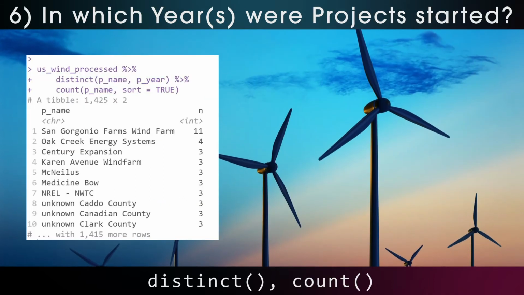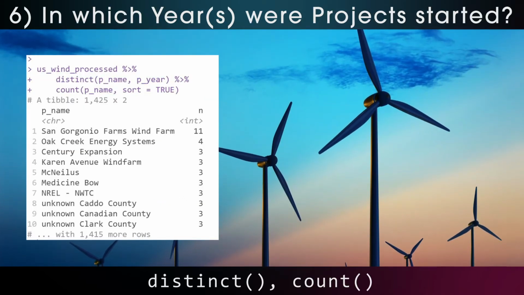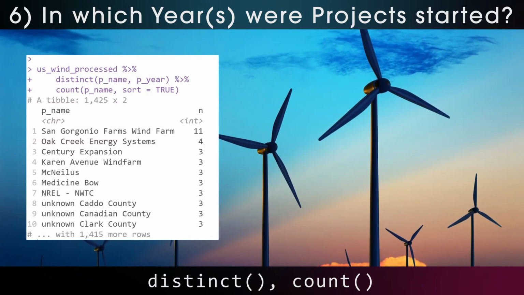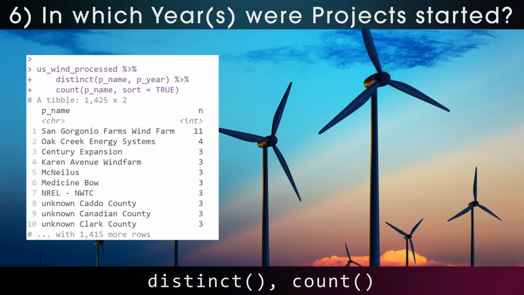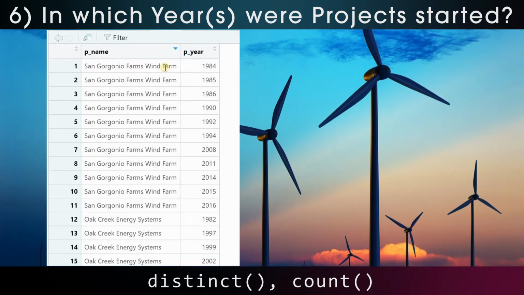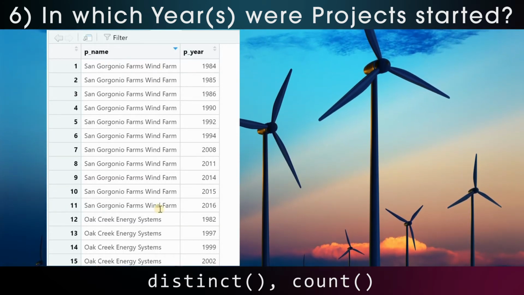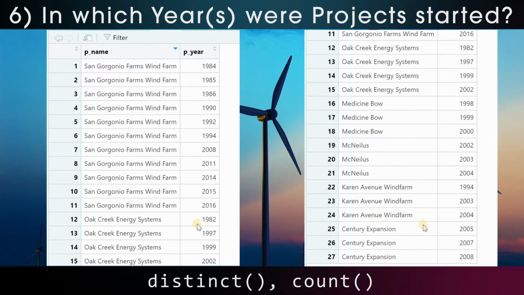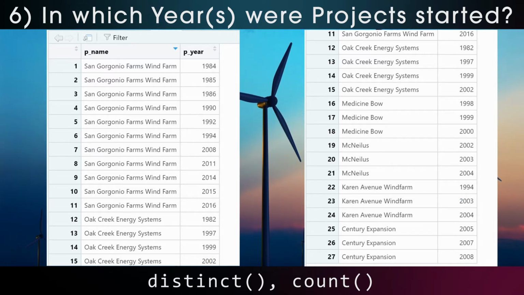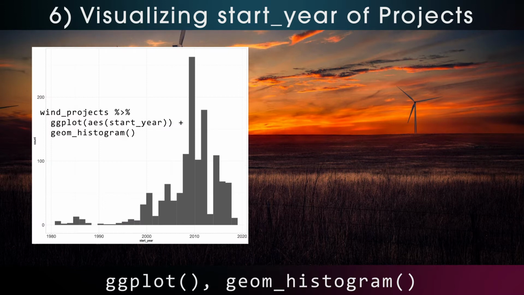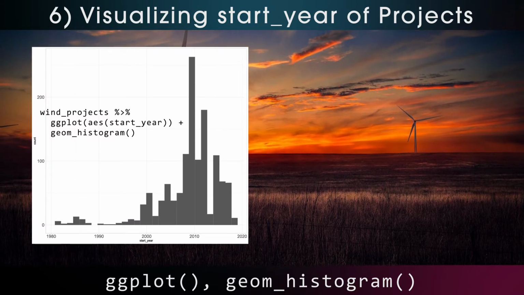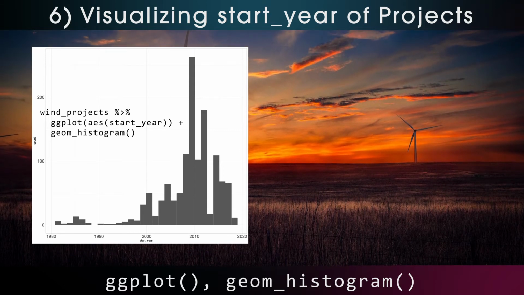With a distinct function on project name and year, we can see that in the wind process dataset some projects have multiple different start years, because they added many more turbines over the years. The San Gorgonio farm started its first turbines in 1984 and constantly added turbines throughout the 90s, in 2008 and from 2011 to 2016. We took care of this in the wind projects data frame by only selecting the minimum year per project. With geom histogram we can see that wind turbines went first operational in the 1980s and then massively increased in the early 2000s, peaking around 2010.